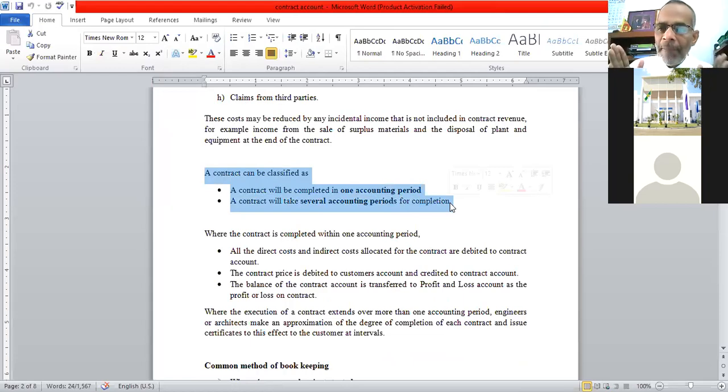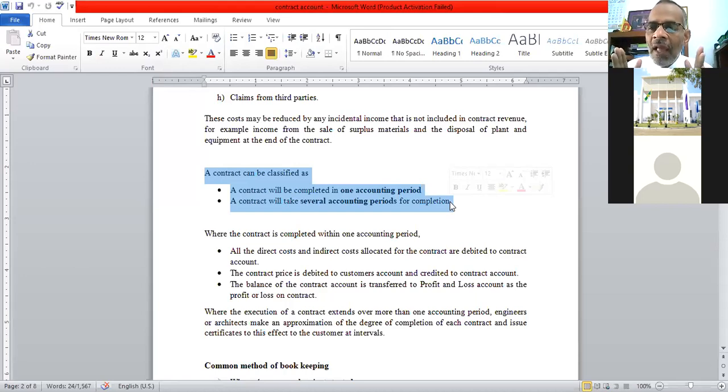There will be two types. Say, for example, our accounting period is 1st April 2021 to 31st March 2022. That is our one accounting period. Any contract that started and is completed within that stipulated period is called a contract of one accounting period, or a contract of less than one accounting period.